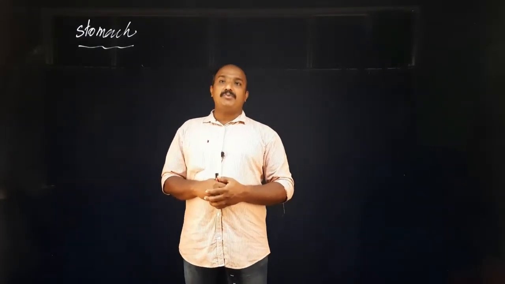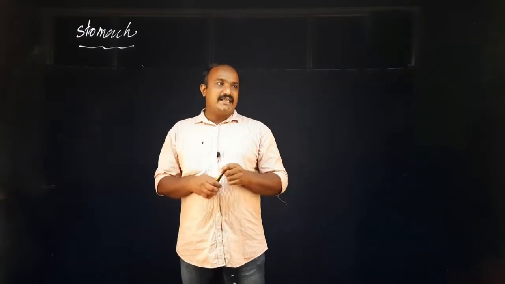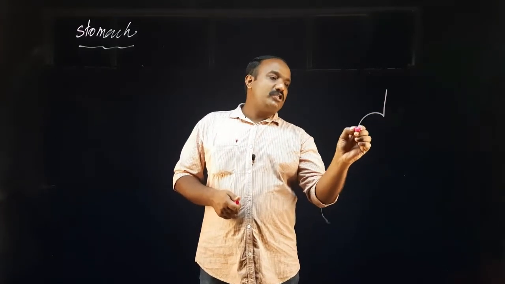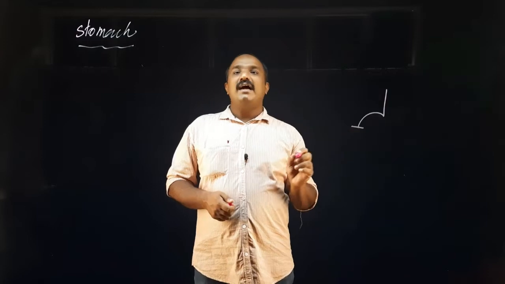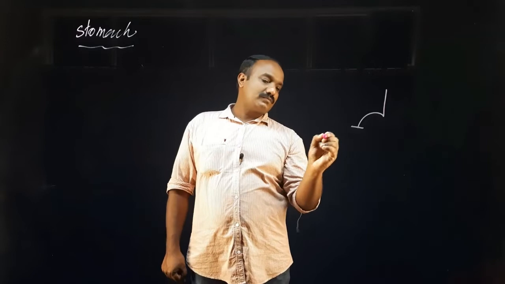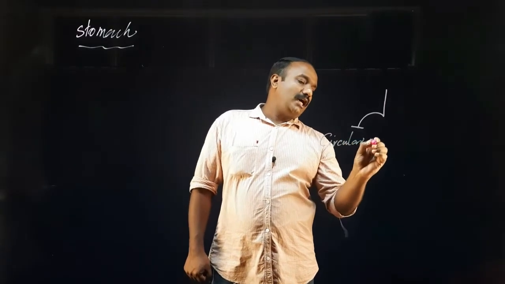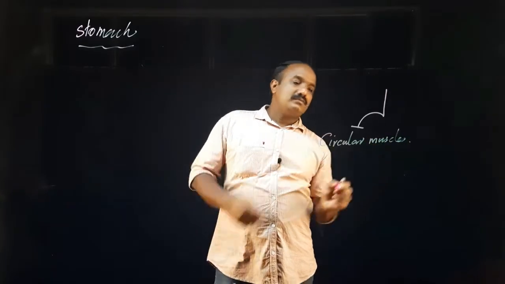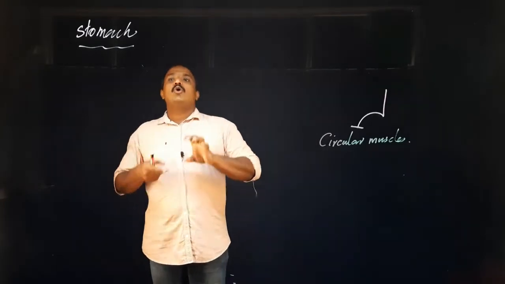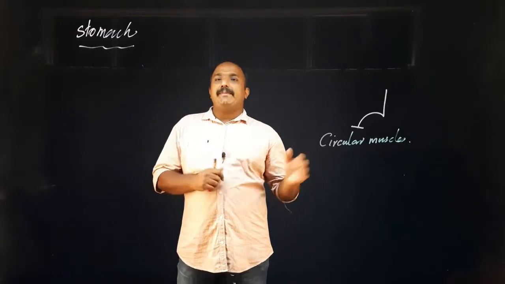And another important point: I told you the shape of the stomach is J-shaped. Look, it will come like this. So this is the posterior end. There are some special types of muscles called circular muscles. These circular muscles hold the food materials in the stomach itself for a particular time.